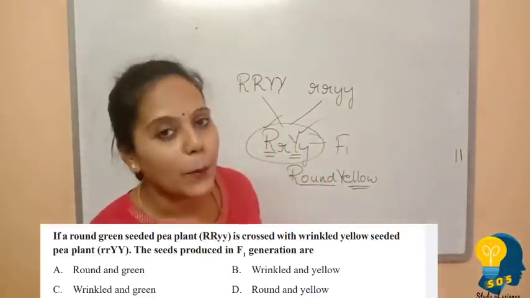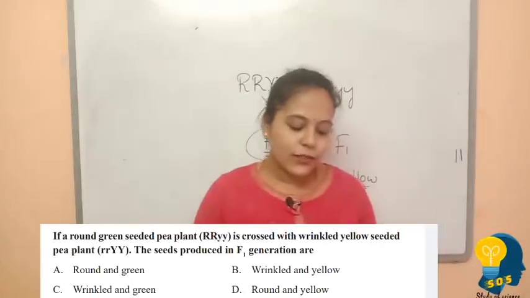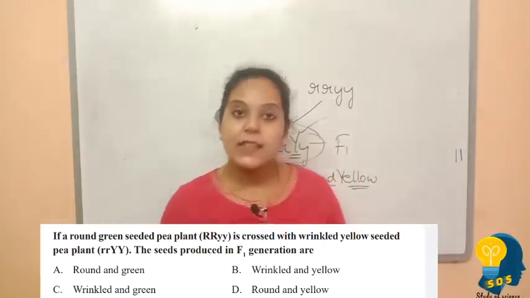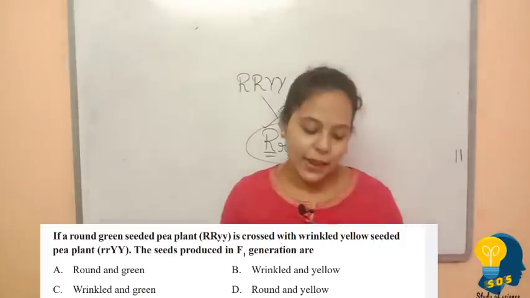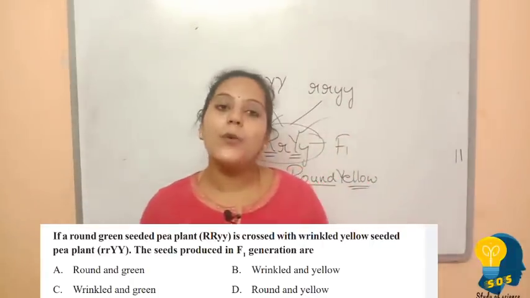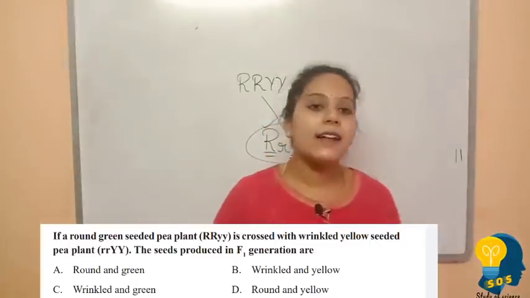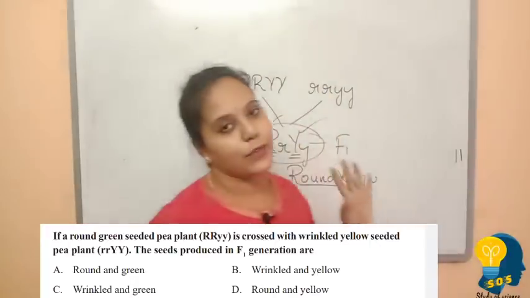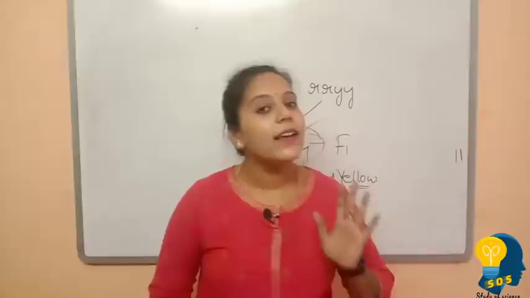So you can check out the options given on the screen. The first option is round and green. Second option is wrinkled and yellow. Third one is wrinkled and green. Fourth one is round and yellow. And the correct answer is round and yellow. In the F1 generation you get round and yellow.